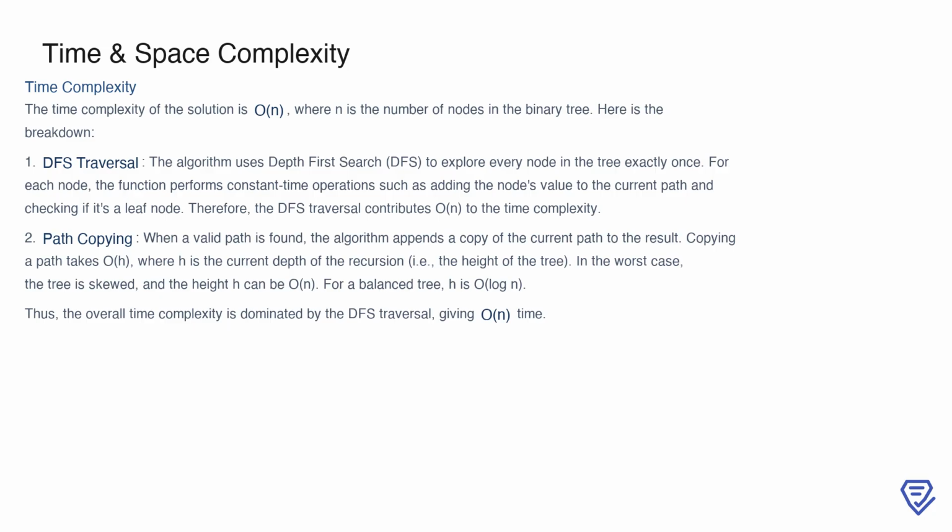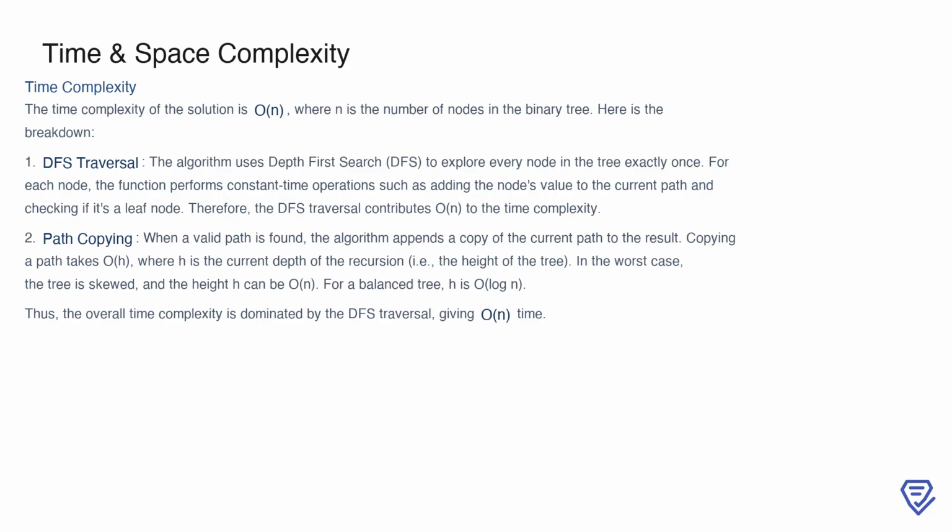The time complexity of this solution is O(n), where n is the number of nodes in the binary tree. This is primarily due to the depth-first search, or DFS, traversal. In DFS, we visit each node exactly once, performing constant time operations like adding the node's value to the current path or checking if it's a leaf node. This contributes O(n) to the time complexity.